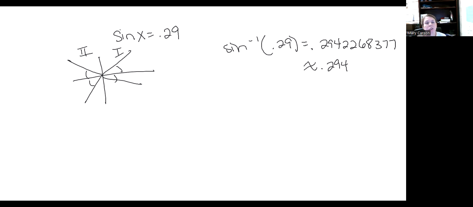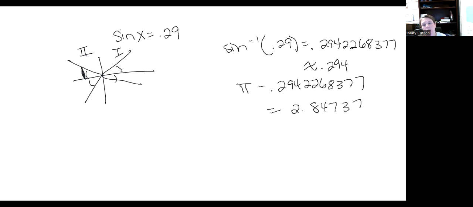And then to find another value, we can do the same thing. But again, we want to find this value, so you would do pi minus that number, and again, round at the end. And so you end up with 2.84737, which is approximately 2.847.